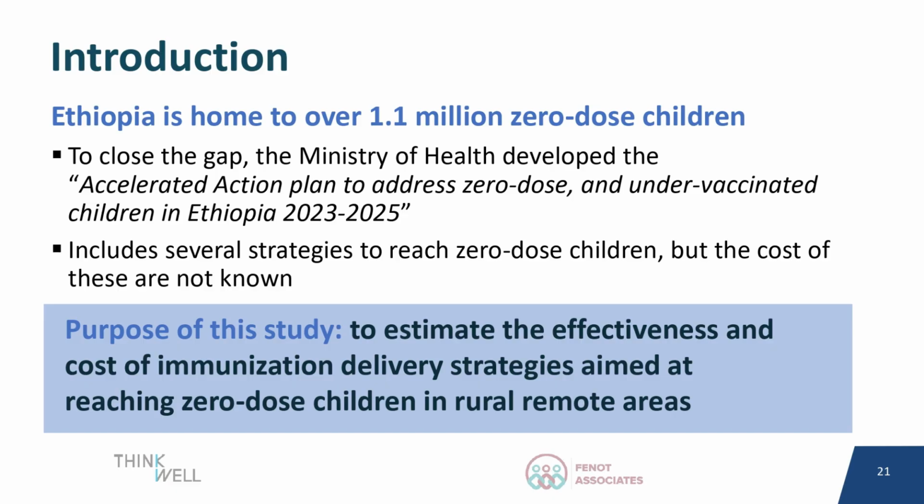And the purpose is really to reach under-vaccinated children in Ethiopia. There are several strategies included in the accelerated action plan to reach zero-dose children. But the cost of these strategies is not known. And the purpose of this study, therefore, is to provide evidence on the cost of reaching zero-dose children, particularly in these communities, using these strategies.